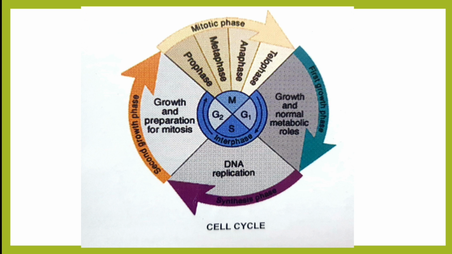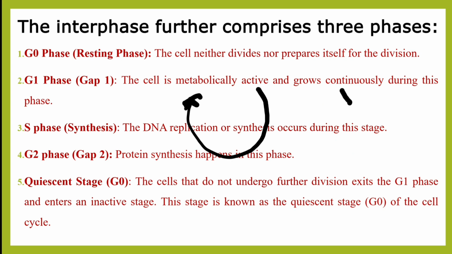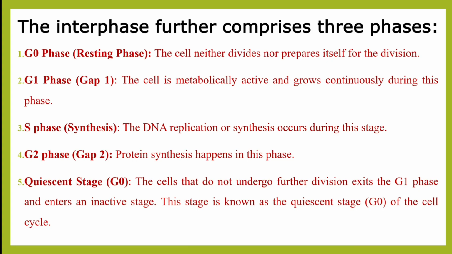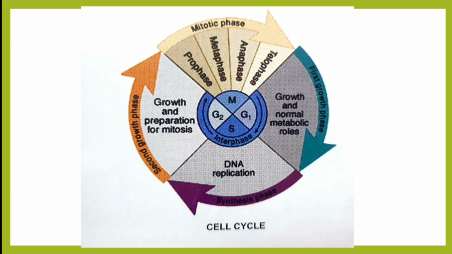So this is the diagrammatic representation of your cell cycle. It is the interphase, which again divides into G1, S and G2 phase, and then the M phase or mitotic phase. The interphase further comprises 3 phases, which we have seen in this diagram. One is G1 phase, second one is S phase, and the third one is G2 phase.